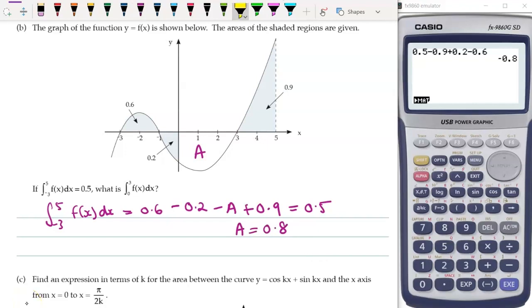Now the question doesn't ask for a specifically, it asks what's the integral between 0 and 3 here. So the integral from 0 to 3 of f of x will be below the x-axis, so it will be the negative of that.